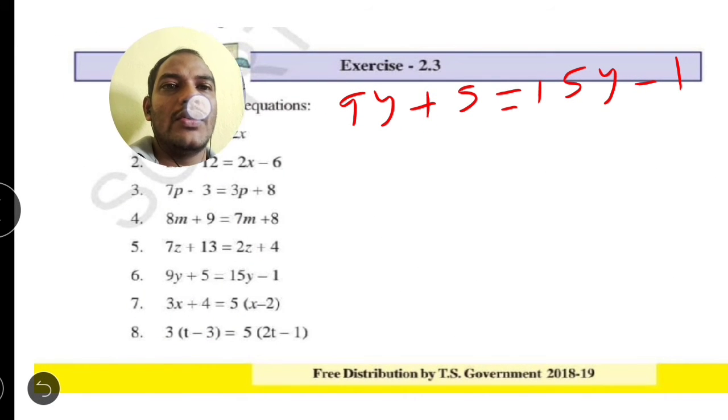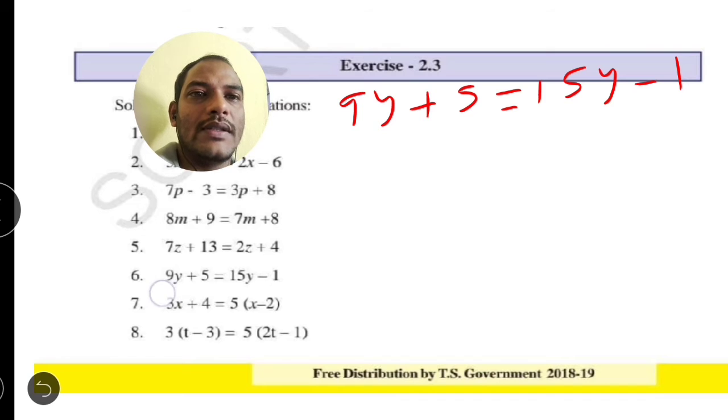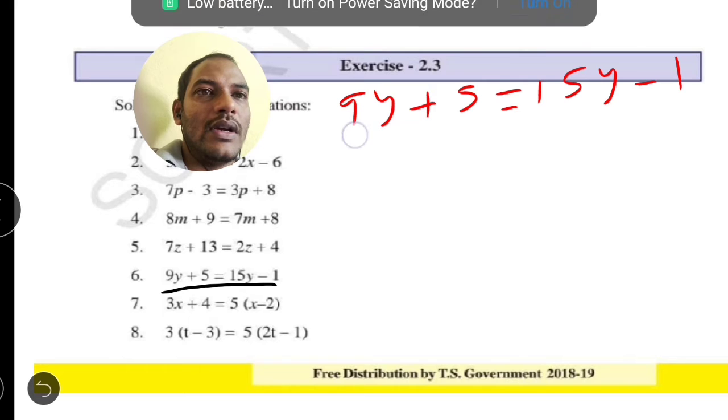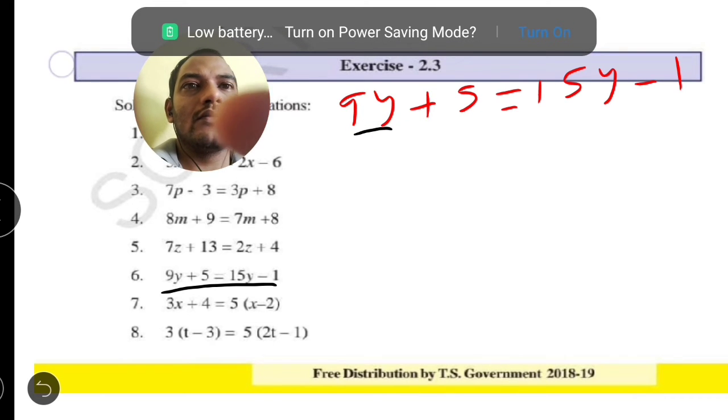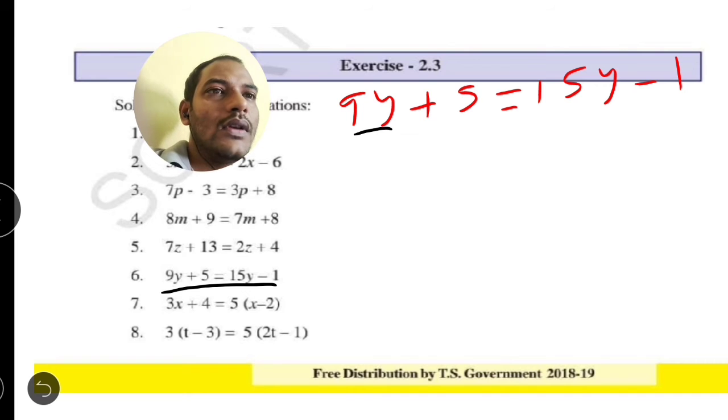So next I am going to explain the sixth problem, that is 9y plus 5 equals 15y minus 1. So here 9y is a variable and 15y is also a variable. So write them on the left side of the equal symbol. 5 is a constant number and minus 1 is also a constant number, both are constant numbers.